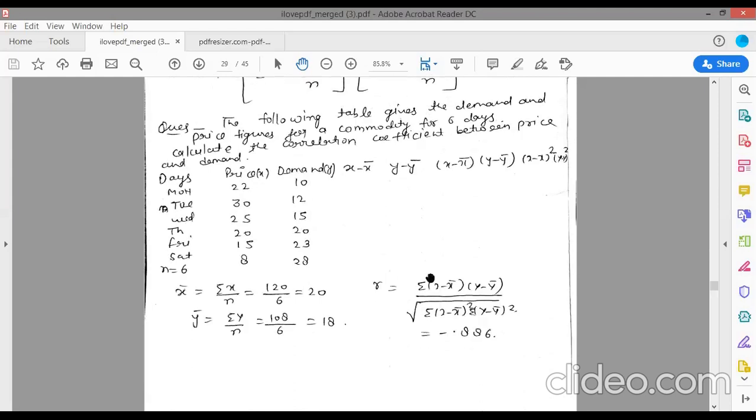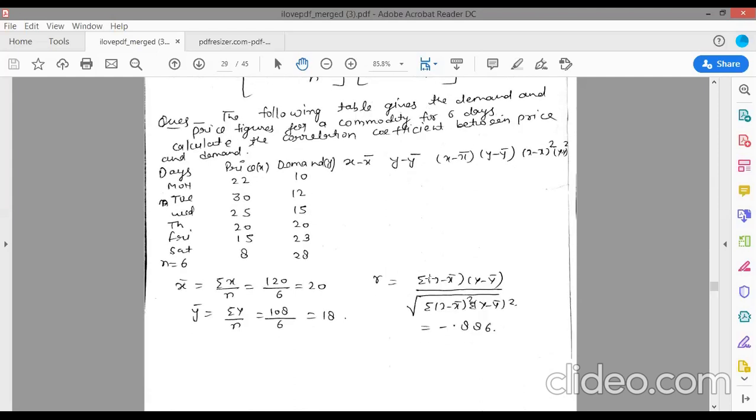There is an example here. The following table gives the demand and price figures for a commodity for 6 days. Calculate the correlation coefficient between price and demand. So we just need to calculate our correlation coefficient, which means the Karl Pearson coefficient of correlation. We can also calculate the coefficient of determination here, which will be your R square. First find X bar and Y bar.